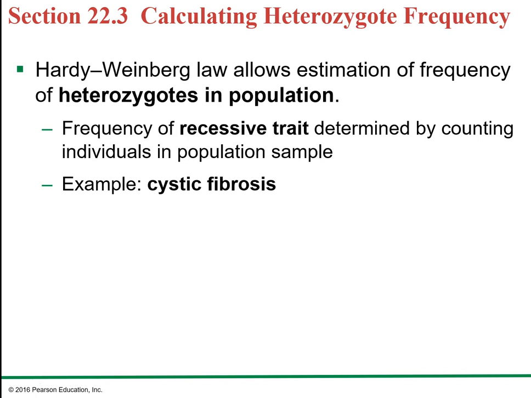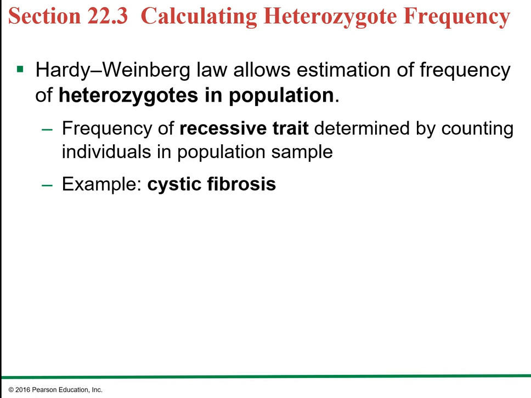So again, just another application here. Hardy-Weinberg allows estimation of the frequency of heterozygotes in a population. So you're talking about a genetic disease like cystic fibrosis, and you're interested in knowing how many carriers exist in a certain population. You might see that in certain populations there are more carriers than in others, and that might prompt you to ask, well, why? There are many instances where you have protection as a heterozygote.